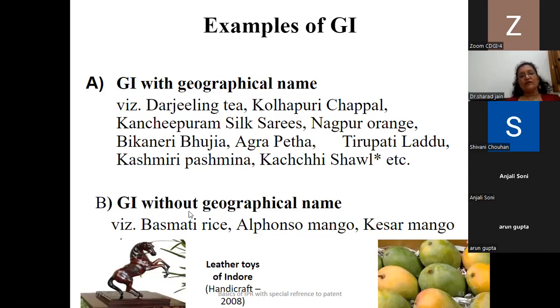These are geographical names, meaning the product is known by its place name, like Kashmiri pashmina or shawls. So these are known by Kashmir, and Kashmiri people sell this product under their own name, and this name gives them an identity. Everywhere their organization can sell their product under this name because the product is from that area.